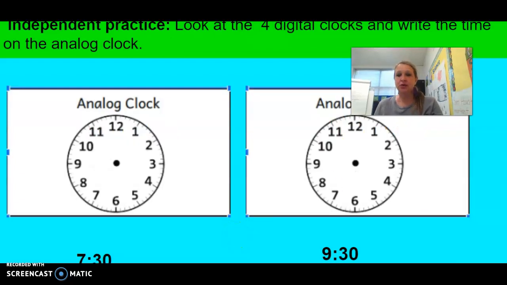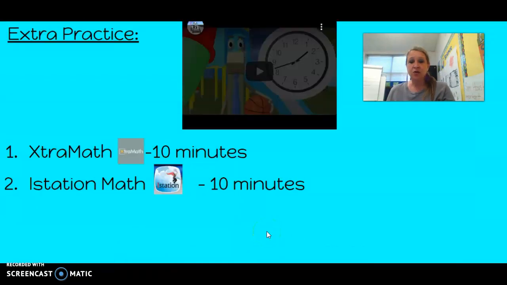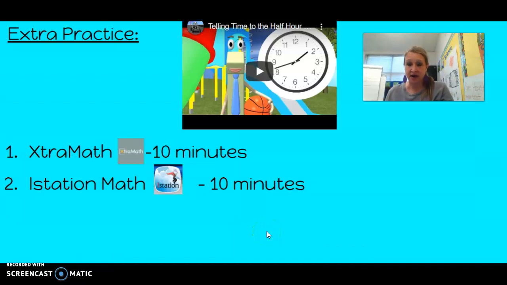Next, you are going to look at the 4 digital clocks at the bottom and write the time on the analog clock. So if it says 7:30, you're going to draw the hands on the analog clock so that it shows 7:30. Same thing with this analog clock. You're going to draw the hands to show the time that the digital clock shows at the bottom, 9:30. 4:30, and then you're going to show 12:30. When you're finished, you have a telling time to the half-hour video to go watch before you go to your extra math and your iStation.